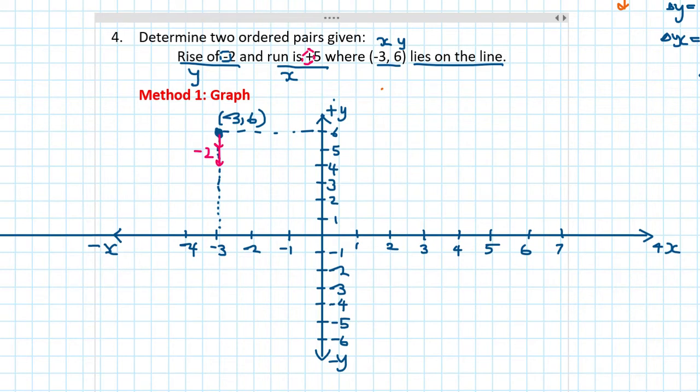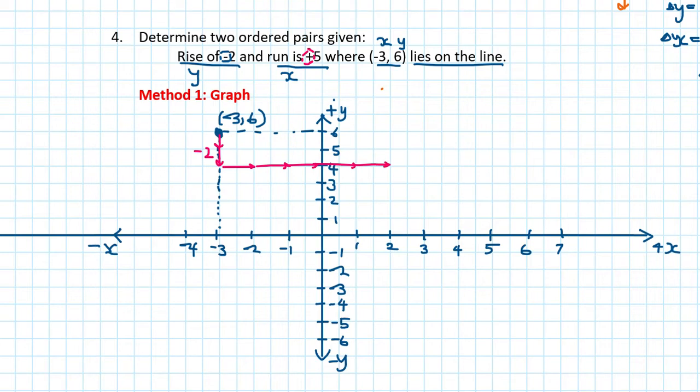While we're moving 5 steps, we're going to go 5 steps here: 1, 2, 3, 4, and 5. So our new point will be located right here, and this coordinate is known to be (2, 4). Our x is 2 as shown here, and our y is positive 4.